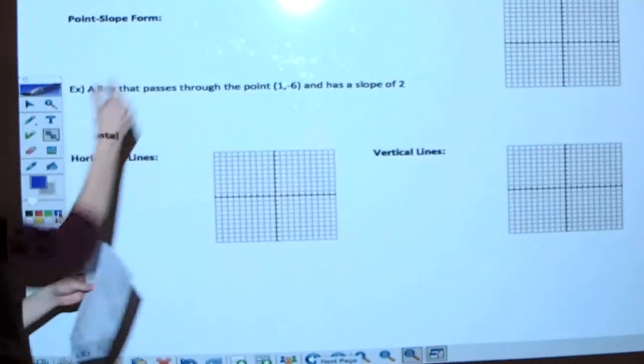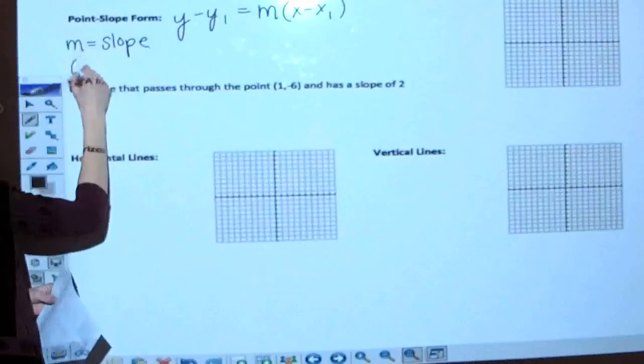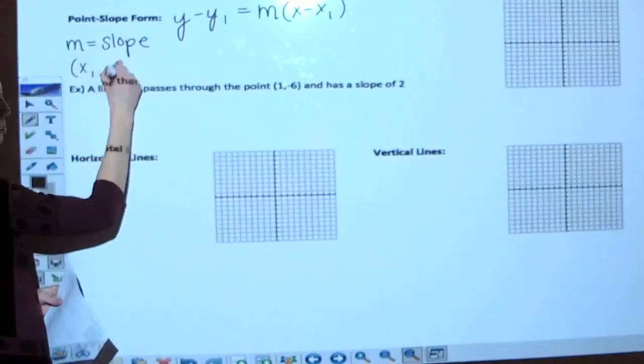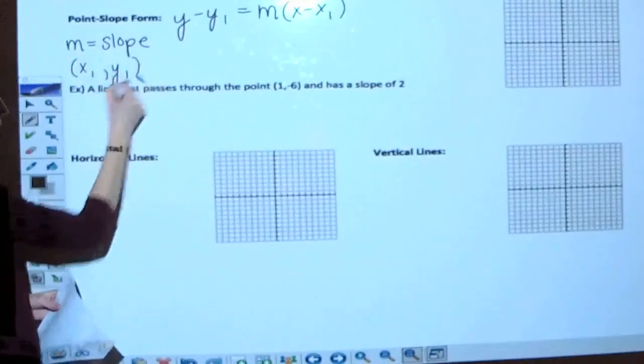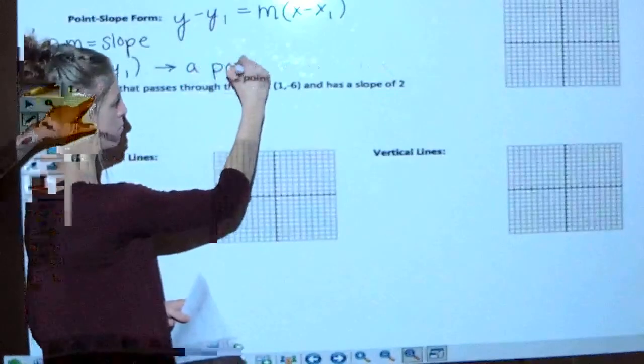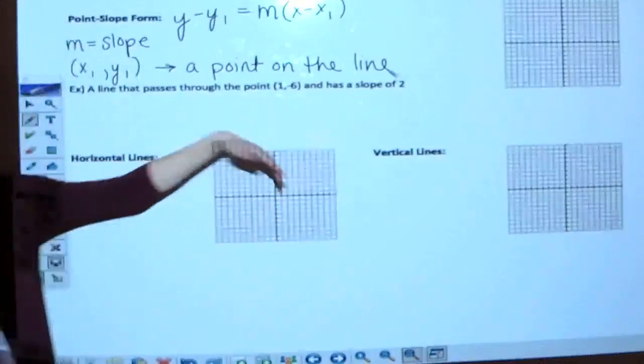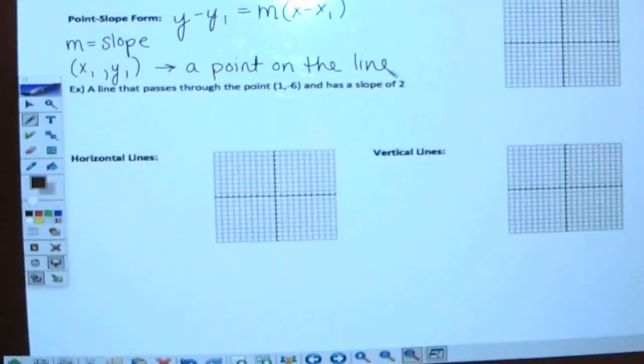For point slope form, Mitchell. And what's the x1 and the y1? What is that talking about? Then for x1 and y1. This information passes through this point and has a slope of 2, and it wants me to graph it.